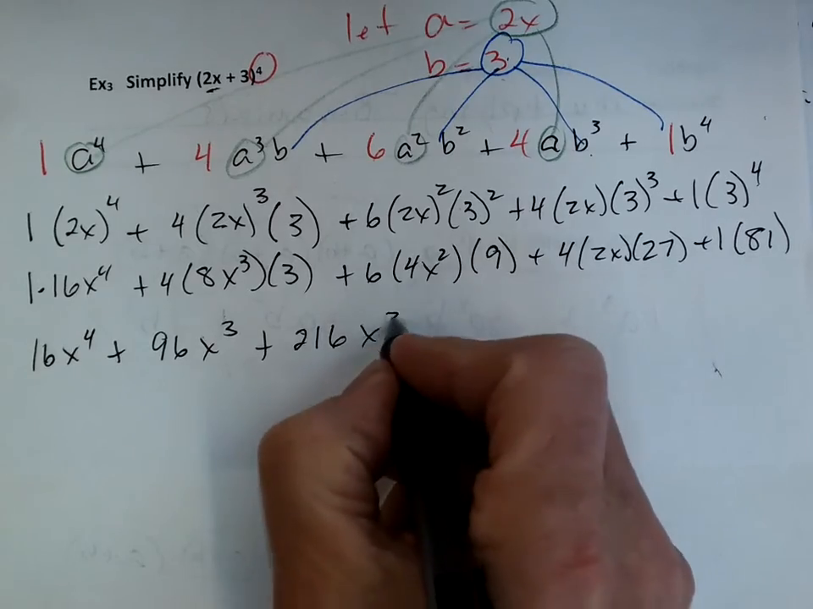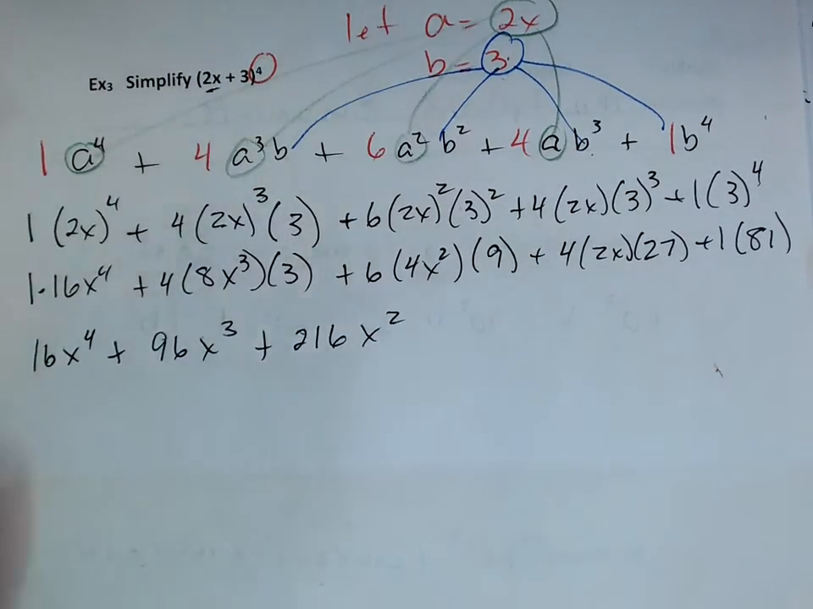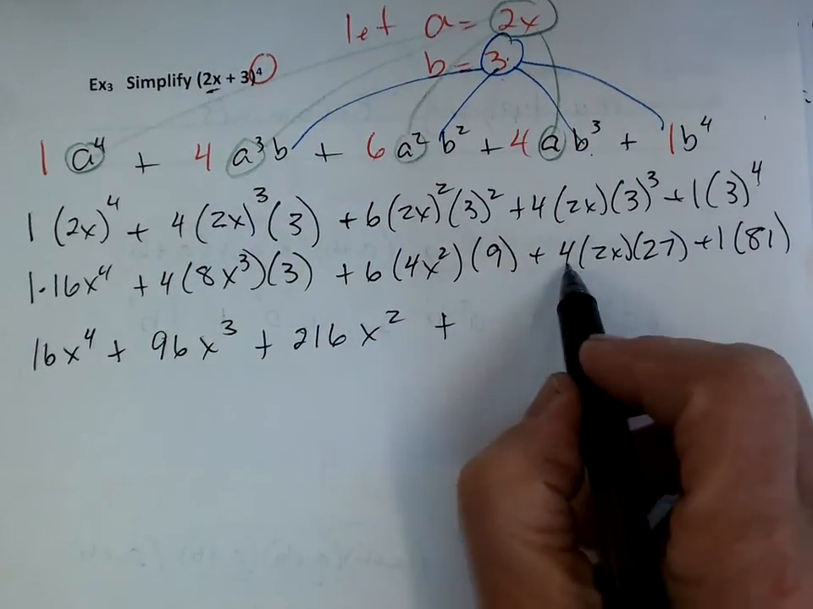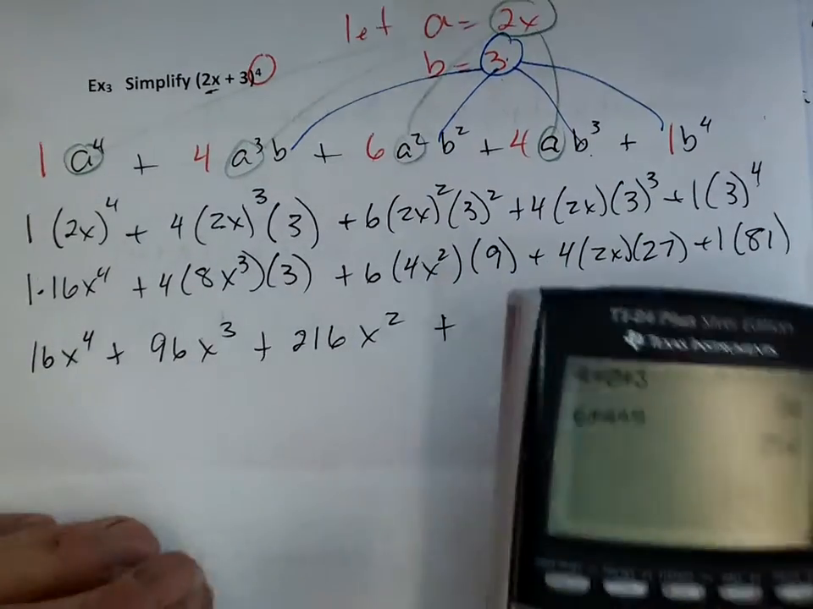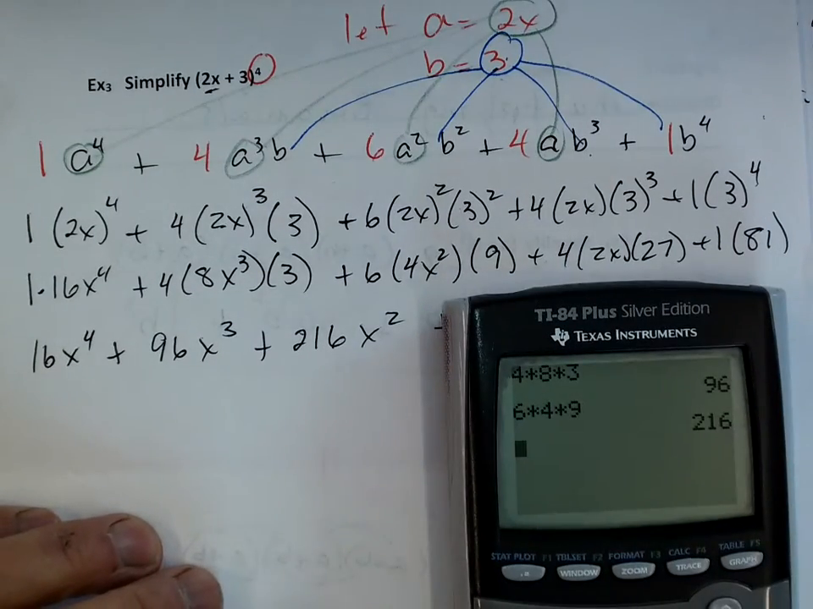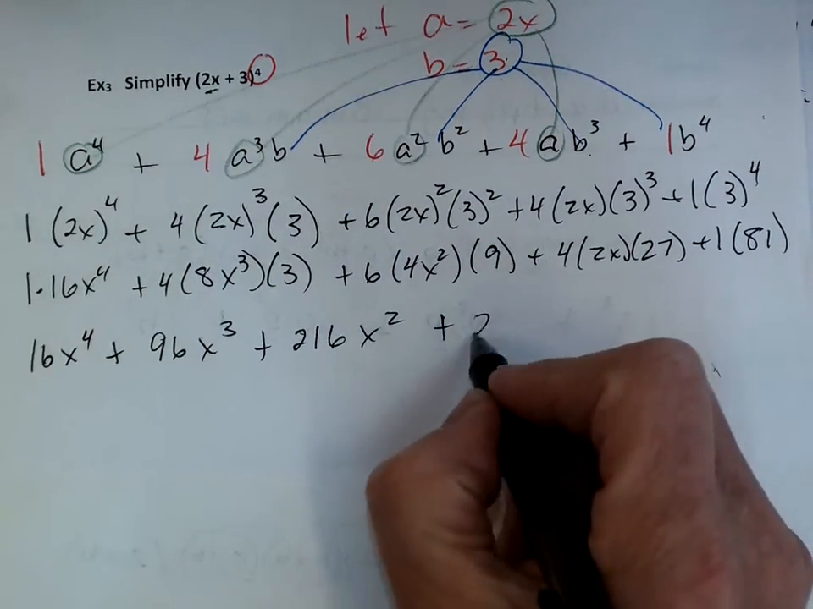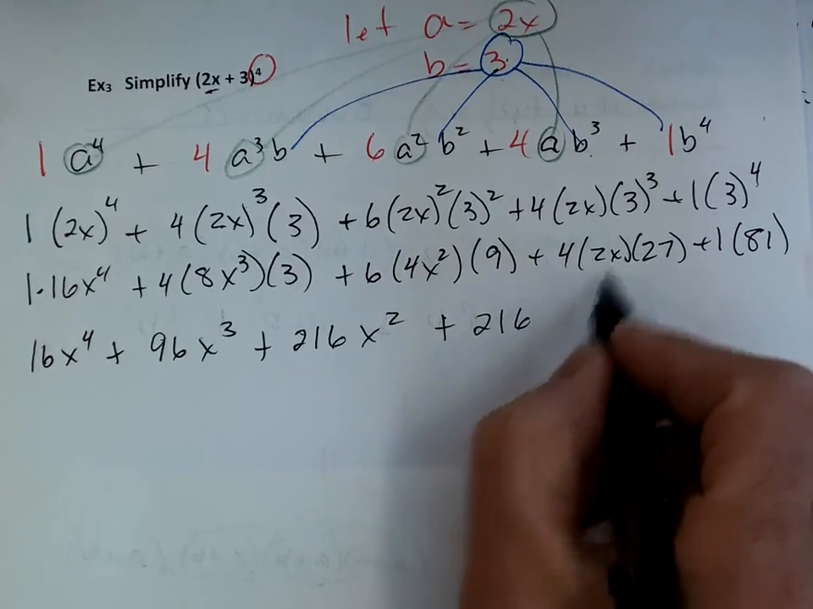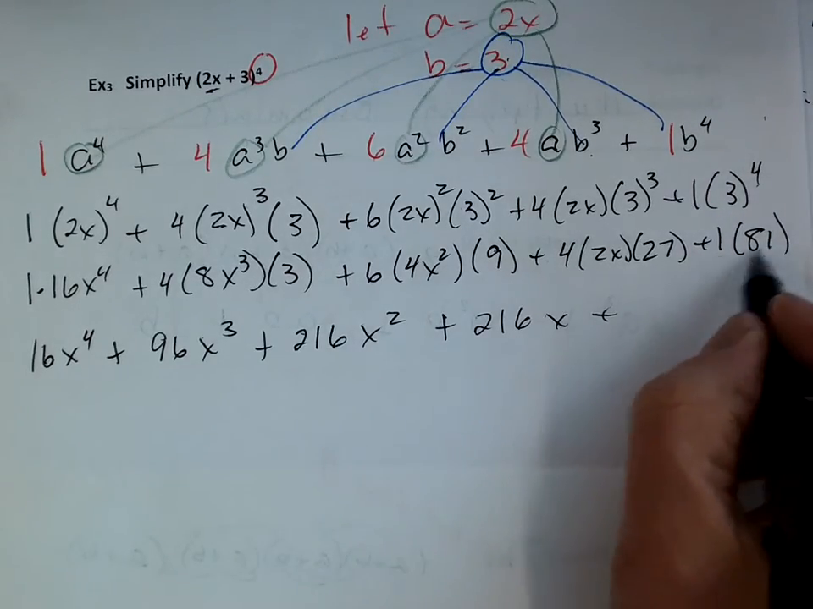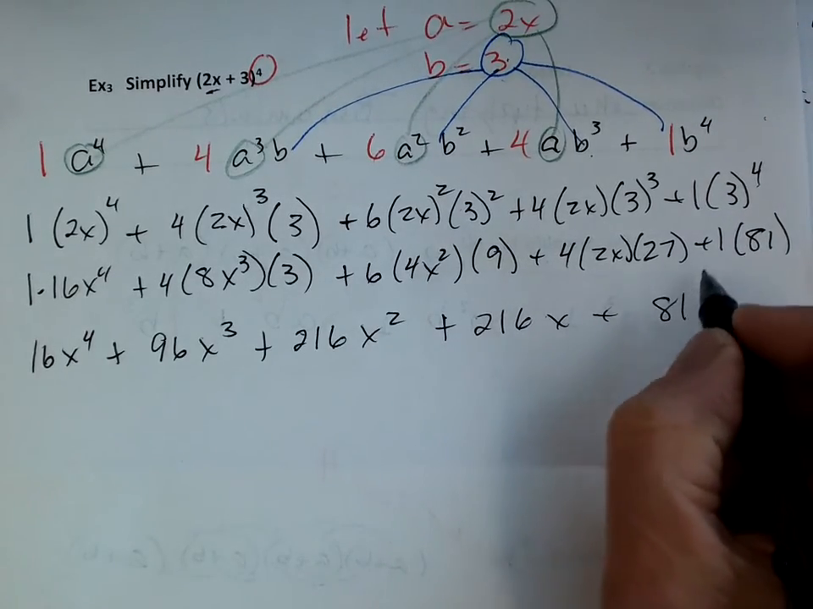X squared. Plus 4 times 2 times 27. I don't know. That's what calculators are made for, right? 4 times 2 times 27. And I get an answer of 216 again. And that's in terms of just x. And then plus 1 times 81 is 81. And that would be the answer.